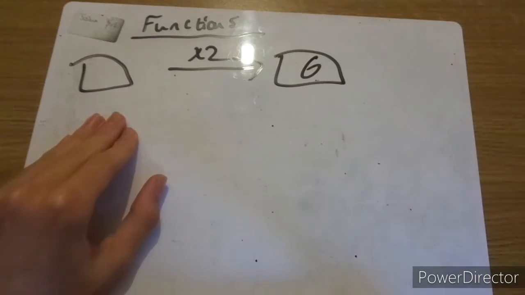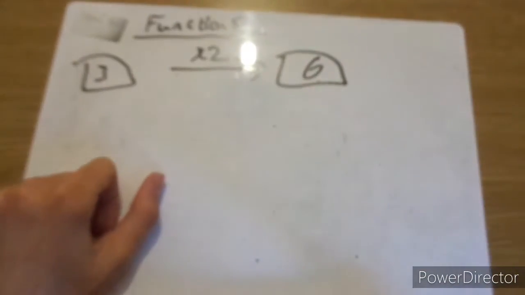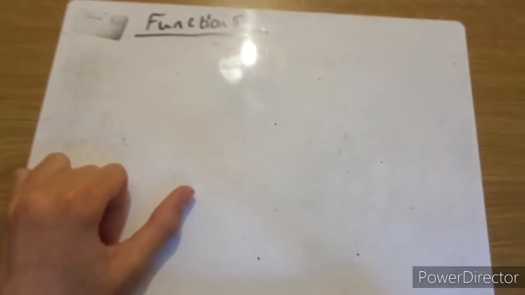So you might have a question like that. You're given the output of 6, and the process is times by 2, so you have to figure out what the input would be, and that would be 3. So it's a bit like that, but just slightly more complicated.